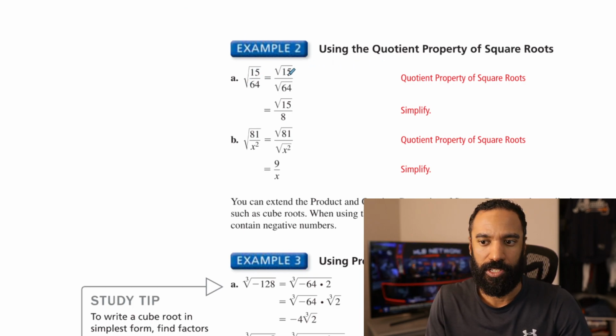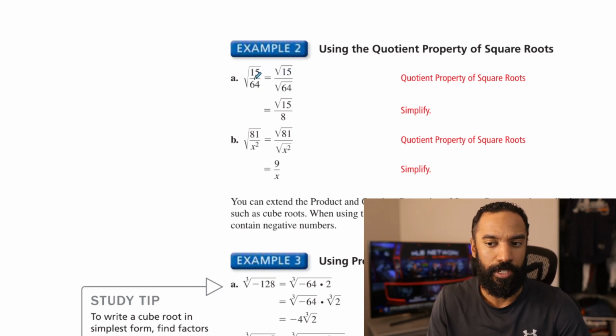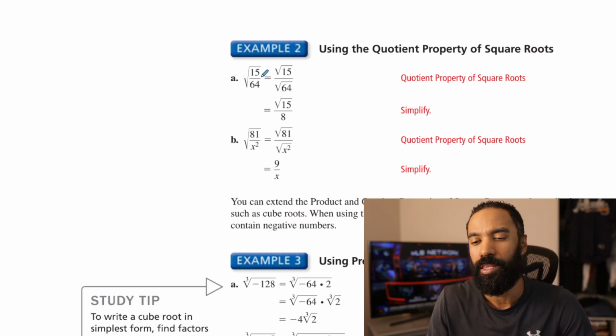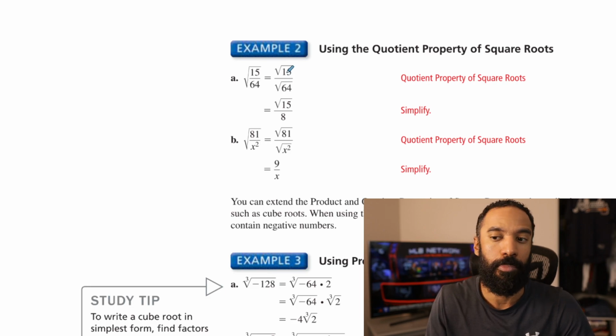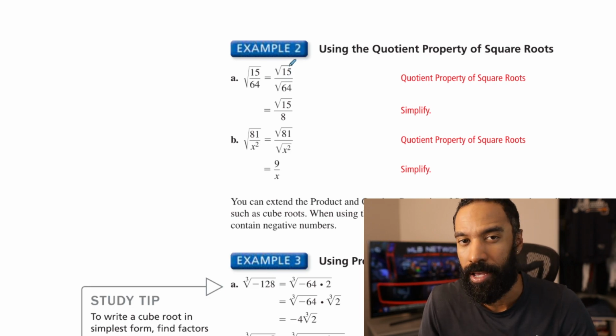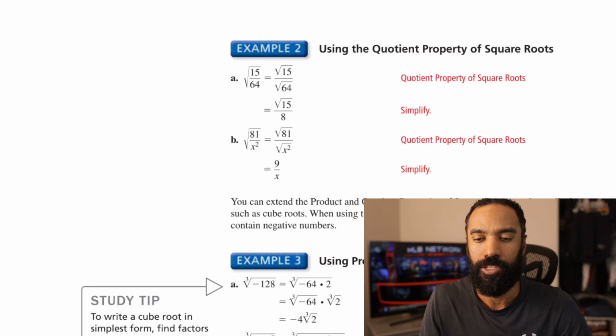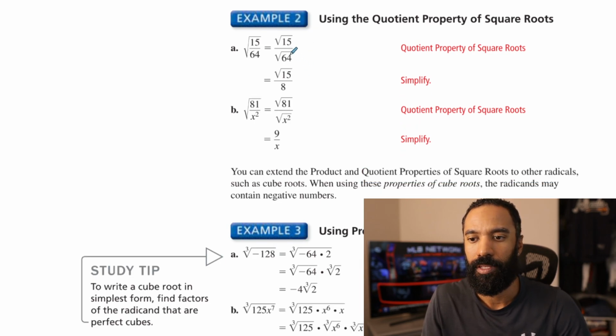Root 15 over 64. And by the way, if you can reduce the fraction beforehand, go ahead and do it. This one cannot reduce. Square root of 64 is 8. The square root of 15 cannot break apart more because even though it's a composite number, it doesn't have any perfect square factors inside of it. So you get root 15 all over 8.